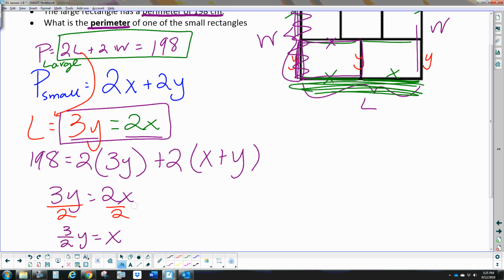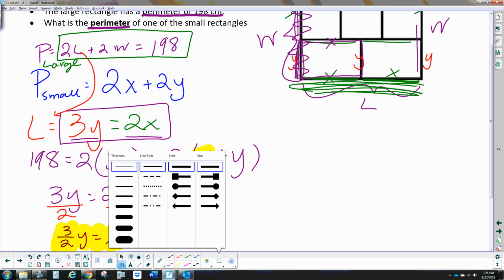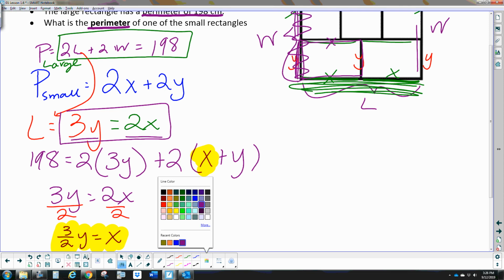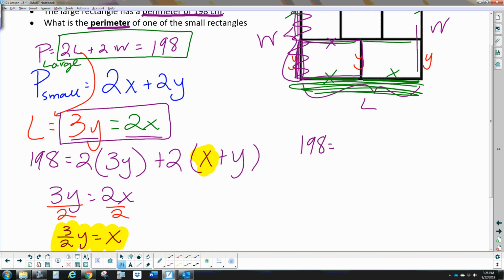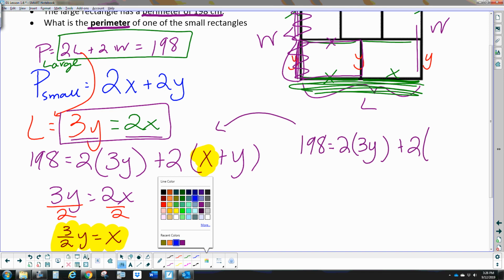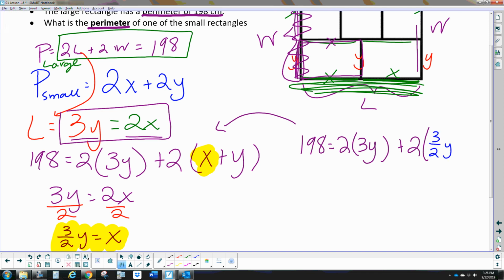Okay, now I have an x value that I can plug into my x. So I'm going to go ahead and plug in my x value for x. And I get 198 equals 2 times 3y. This is all the same as the previous equation. I'm getting it from over here. Plus 2 times, now it's time to substitute my x in, which is 3/2 y, plus y. And now I'm just going to simplify.